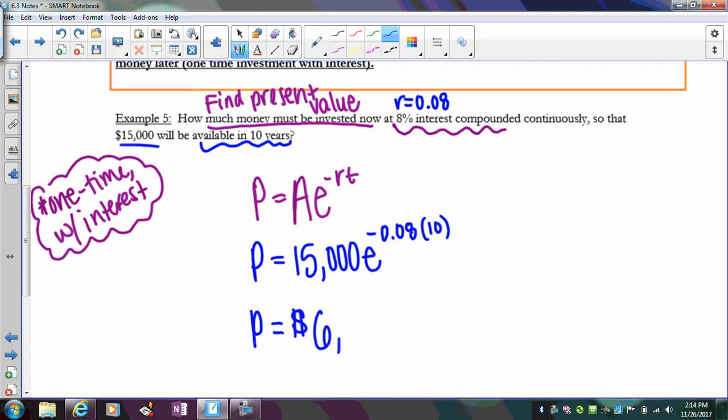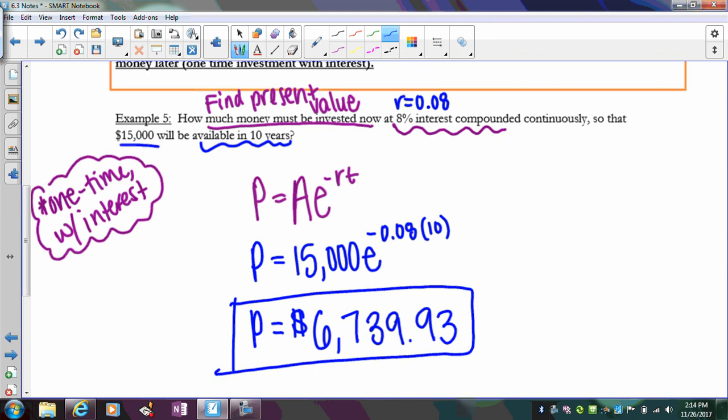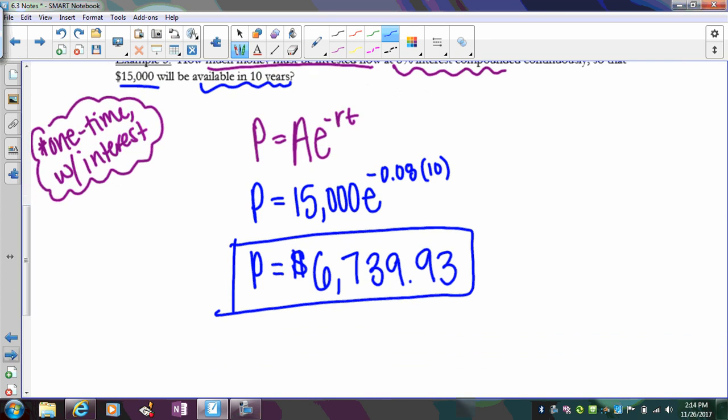When I do that, I end up with $6,739.93. That tells me if I wanted to get $15,000 in 10 years, I would have to start with this amount earning 8% interest, and that would get me the 15,000 in 10 years. That's what it means. This is good to know because if you're trying to save money and the interest is compounding continuously and you know how much you want to have in a certain time period, this will tell you how much you need to start with. That's how this can be helpful.